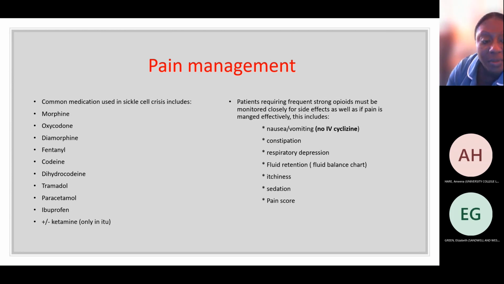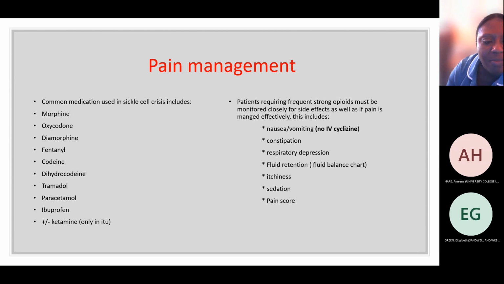And then we have fentanyl as well. We normally use fentanyl in PCAs, but I'll go into that when I cover PCA. We have codeine, as I said, and dihydrocodeine as well, which patients should be on the regular charts anyway. And then we have tramadol, paracetamol, ibuprofen.